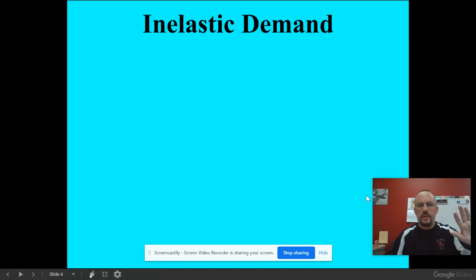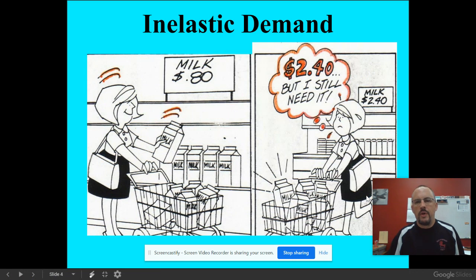You can go through these ones on your own. These notes are on Canvas. But for inelastic demand, here's a really good example where this woman is buying milk, and when it's 80 cents, she buys like five, and when it's 240, she still buys four because she needs it. If she has kids or whatever, milk is a staple in the diet, so she's going to buy it even if the price goes up. So therefore we say it's inelastic.